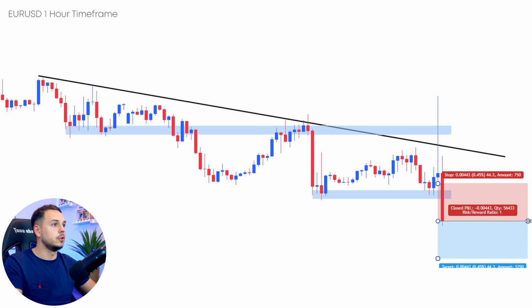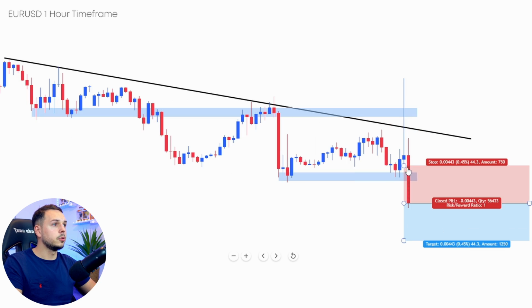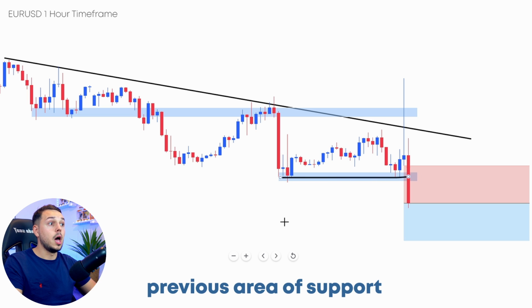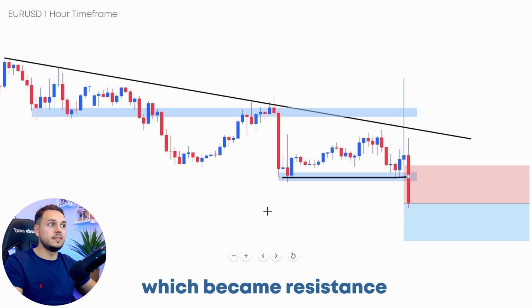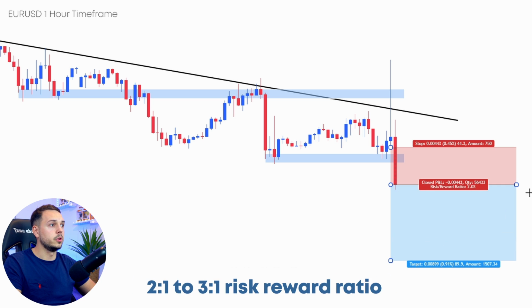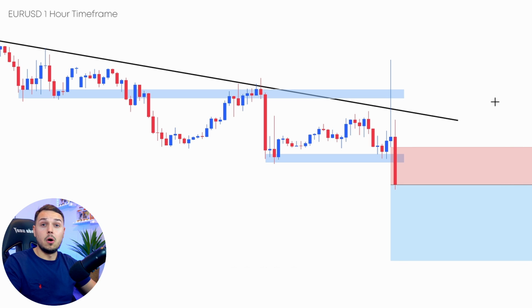Now that we actually established where the actual breakout happened, we can definitely enter this trade short, and we can put our stop loss just above this previous area of support, which became resistance. And we could definitely make this trade a 2-to-1 to 3-to-1 risk to reward ratio, depending on how willing you are to enter on this trade.